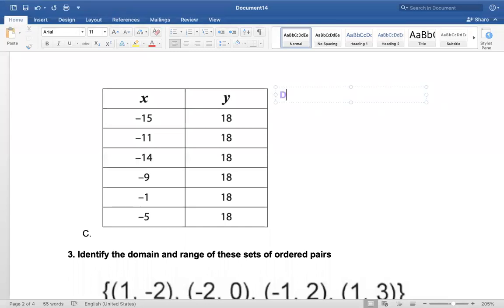So with C, my numbers are a little bit out of order. -15, then it should be -14, then -11, -9, -5, -1. My range, I only have 18s. So I'm going to put the 18 there, and then that is it. I will not put 18, 18, 18, 18, 18. It's redundant. Just put it once and move on. Okay. That's it for tables. Let's move to ordered pairs.